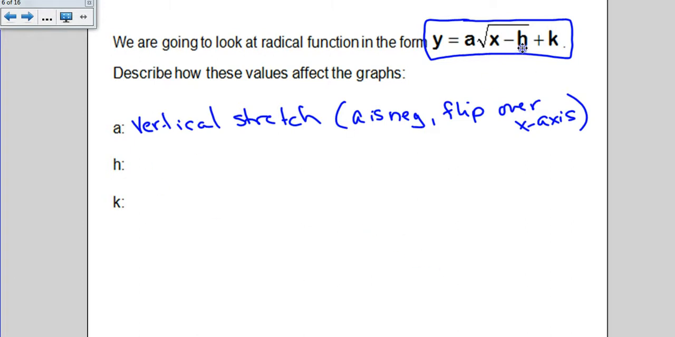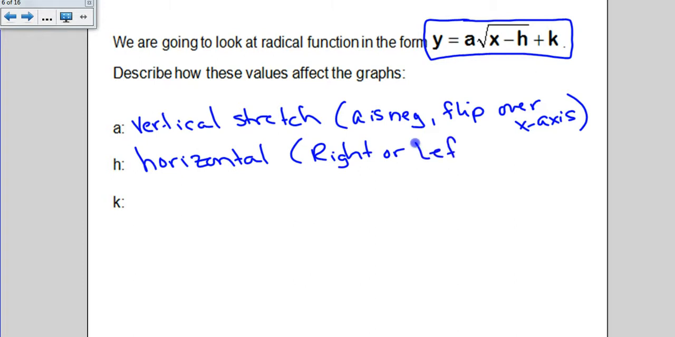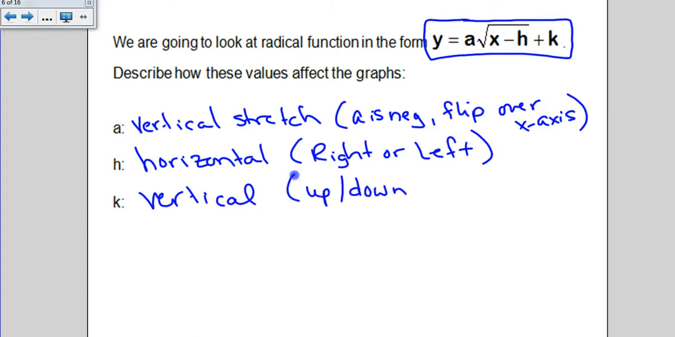Now the h in this graph represents a horizontal shift. Horizontal meaning right or left. And then the k represents a vertical shift. And that means up or down. So remember, horizontal shifts are always opposite of what it seems because of that negative that is part of the formula. But the vertical shift will be exactly what it looks like. A +3 means up 3. A -2 means down 2.